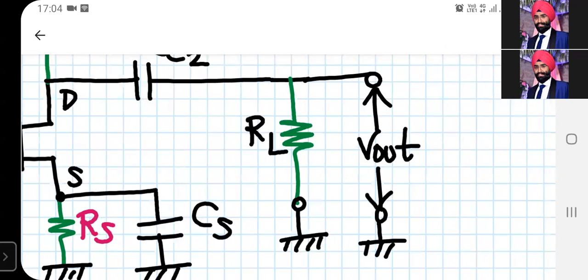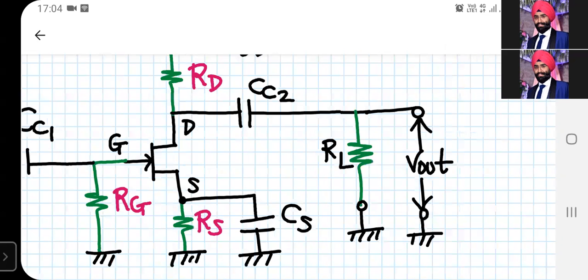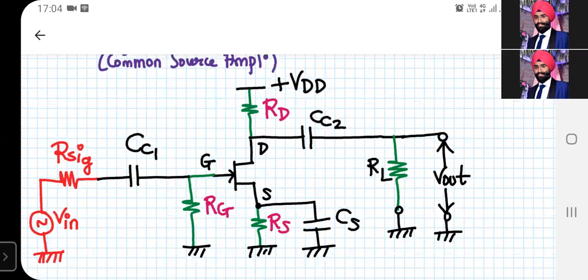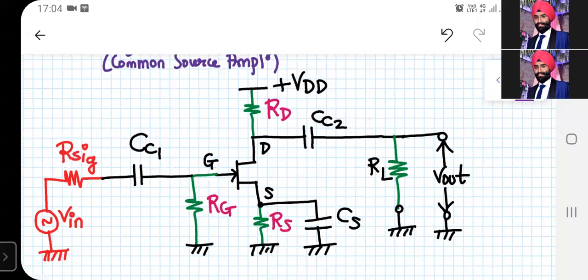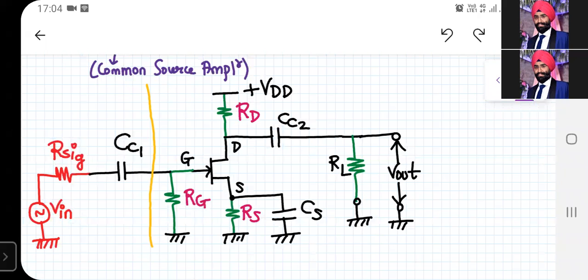Okay, so I have my RL as a load. So in short, where is my amplifier? Where is my amplifier? So basically, I am marking something over here. This part, this yellow color region is my amplifier.